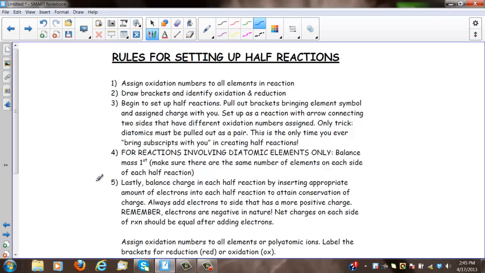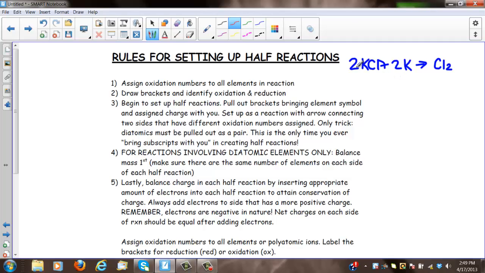Once it's been balanced by mass, then lastly you can balance the charge in each half reaction by inserting the appropriate number of electrons into each half reaction to attain conservation of charge. Always add electrons to the side that has more positive charge. Remember, electrons are negative in nature, and net charges on each side of the reaction should be equal after adding electrons. For example, in this equation, 2KCl yields 2K plus Cl2.